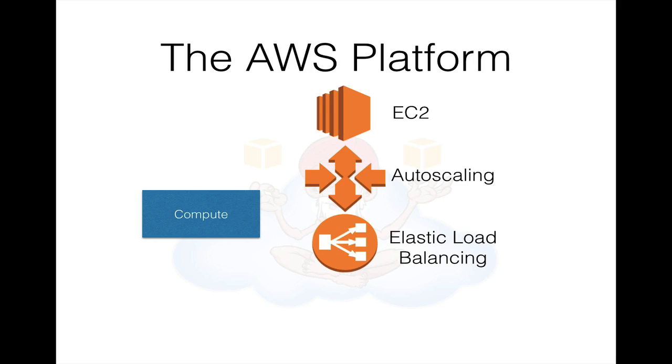Elastic Load Balancing is the third compute component of the AWS platform, and this basically acts as a load balancer to your web servers or to your application servers. With Elastic Load Balancers, you can use your Route 53 DNS to point to your Elastic Load Balancer, and your Elastic Load Balancer will then distribute the traffic down to your EC2 instances.